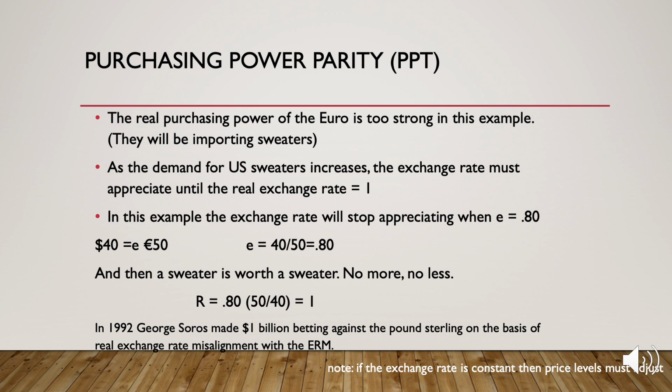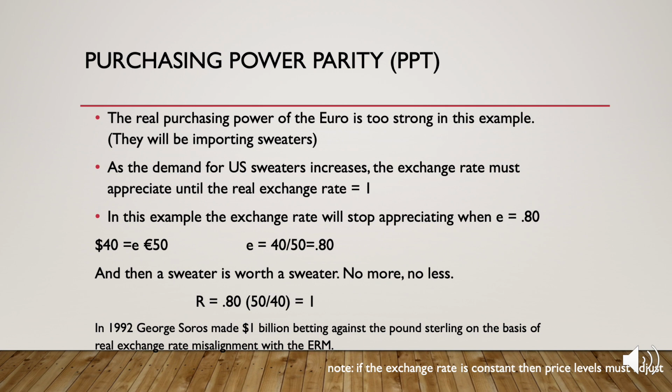That said, in 1992, George Soros made $1 billion in a single bet when he was betting against the pound sterling. And the theory that he was using to bet against the pound sterling was the idea that, hey, this exchange rate has to conform to the real exchange rate, and it currently isn't. He was right about his bet, and he did pretty well on this.